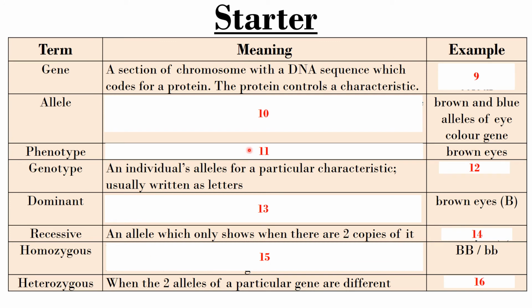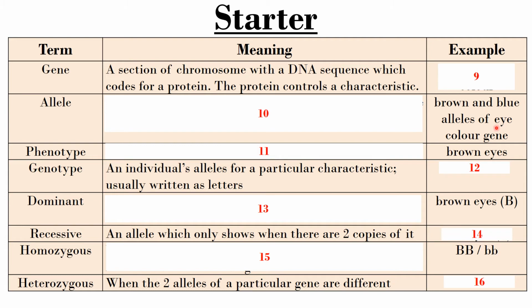Okay, here's a bit of revision again. I don't know why I've messed up. This should say numbers 1 to whatever. It's 9 to 16, but anyway, press pause and see if you can write down what each of these terms means or give an example.